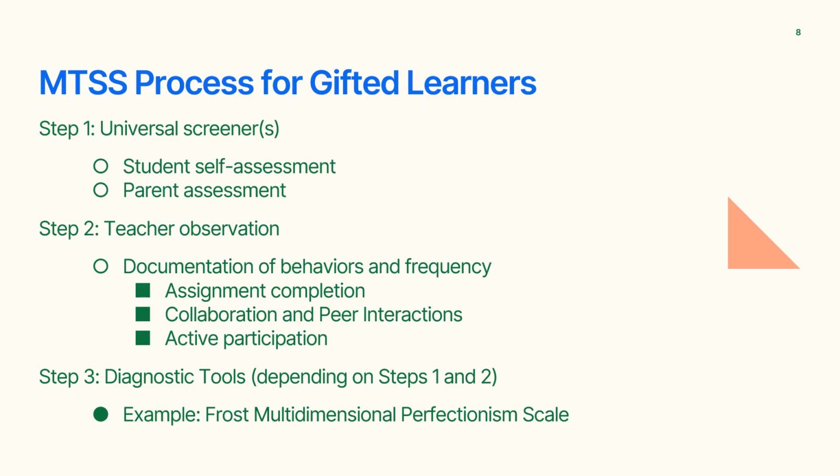Step 2 often leads us to step 3. When we have a demonstrated need, we will want to complete a diagnostic tool only with the students that it applies to. An example of a diagnostic tool is the Frost Multidimensional Perfectionism Scale. This is a 35-question self-report measure with 4 subscales. This is just one example of a tool that your team might use in this situation. When your team is in their pre-planning stages, they need to determine what their universal screeners will be, how their teacher observation will be documented, and what diagnostic tools will be used.